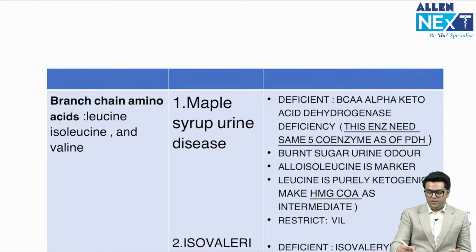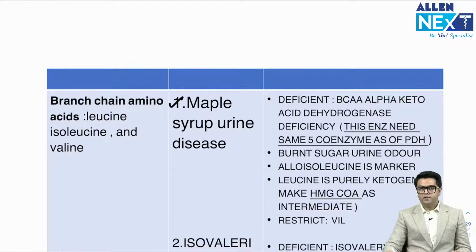Guys, for branch chain amino acids, the disorder that we have to remember is maple syrup urine disease, a very common one. The name of the enzyme we all know is BCAA alpha ketoacid dehydrogenase. Guys, it is the same enzyme as PDH, doing oxidative decarboxylation. So we need the same 5 coenzymes as PDH. What are they? Thiamine, riboflavin, niacin, pantothenate or coenzyme A, and the last is lipoic acid, which is non-vitamin.